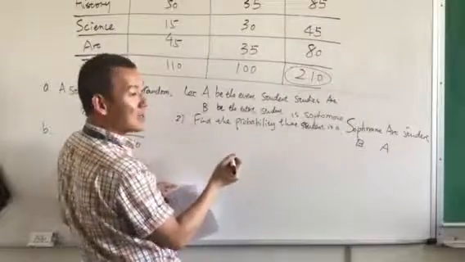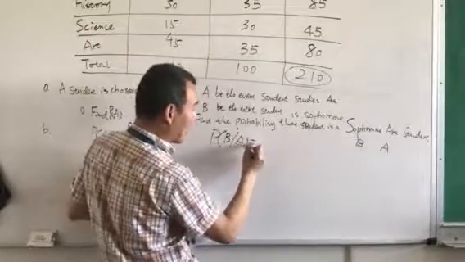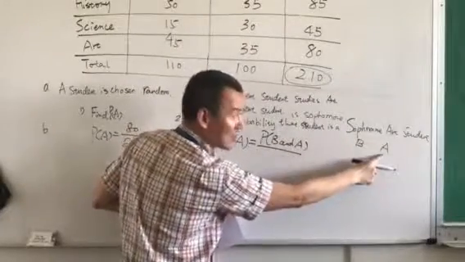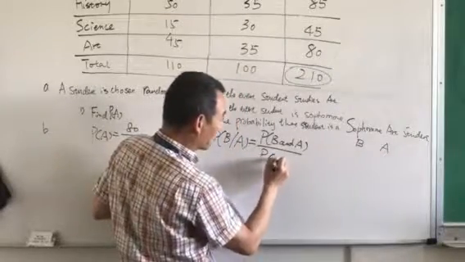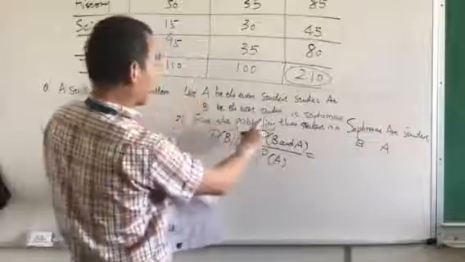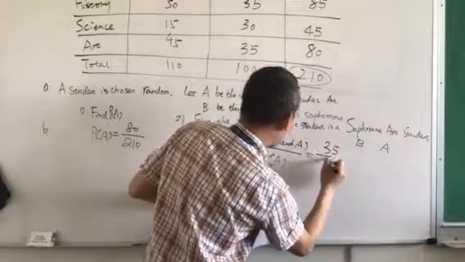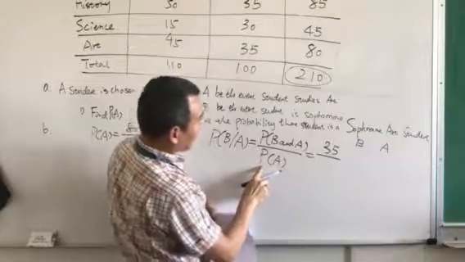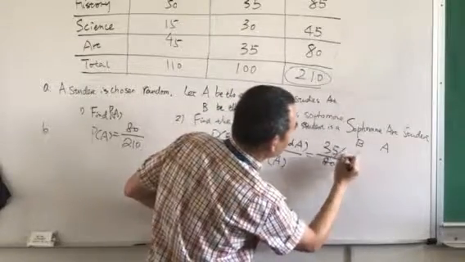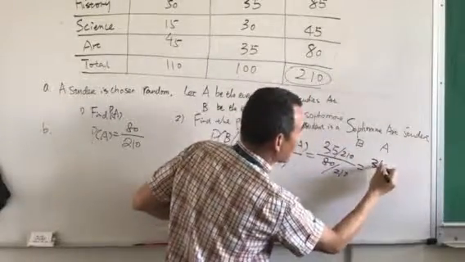So how do we find this conditional probability? It's P of B given the condition A, which is art student. So it's P of B and A, divided by P of A. The condition is always what we divide by, which is study art. So how do we find the probability of B and A? What's the number of students who study art and are sophomores? That's 35. So that's 35 over 210, divided by the probability of art, which is 80 over 210, because we always compare to the total. So these two cancel, and it's just 35 over 80.